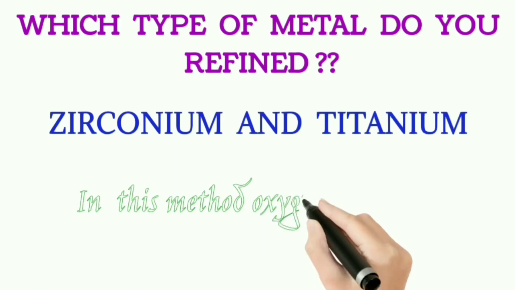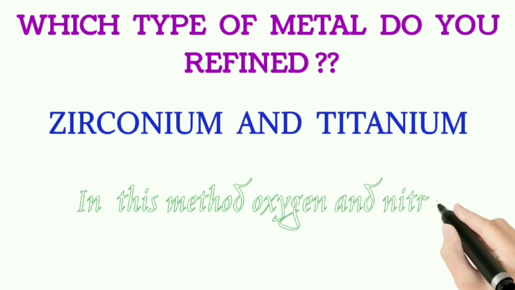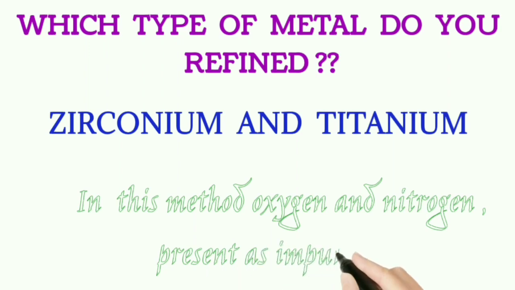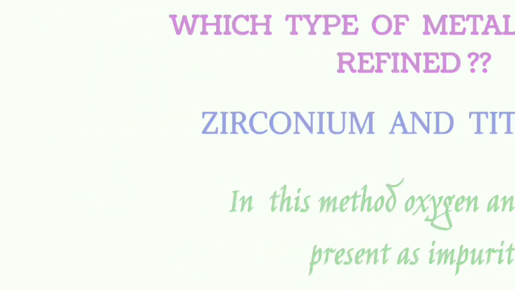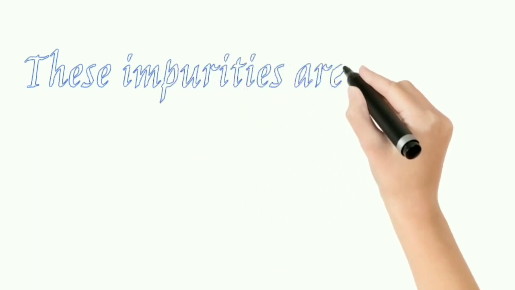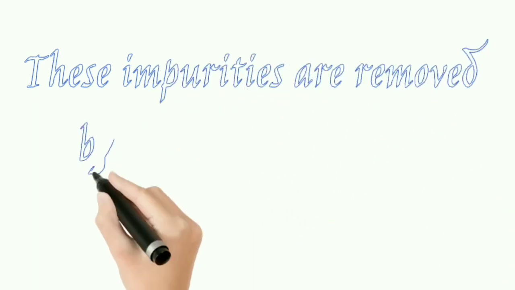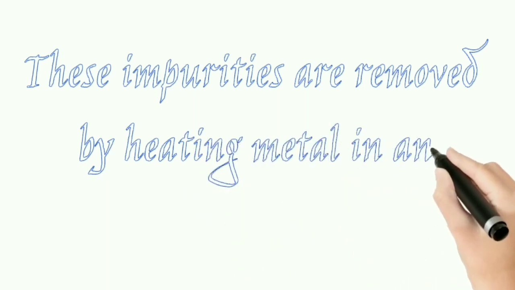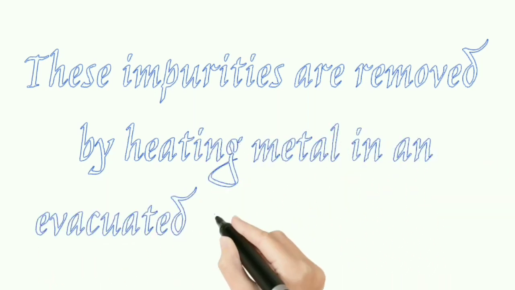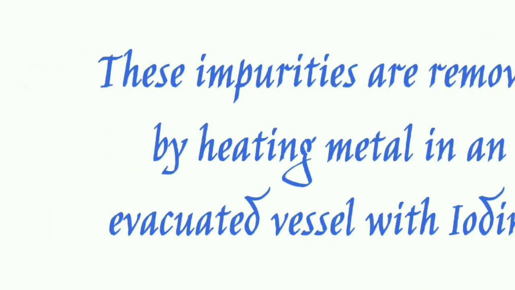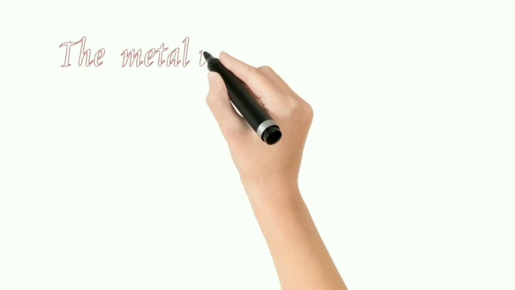In this method, which impurity is present here? The impurities present in this process are oxygen and nitrogen, which are removed by heating the metal in an evacuated vessel. Do you know what that evacuated vessel is? Let me tell you at last. So impurities are removed by heating in an evacuated vessel in the presence of iodine. Evacuated vessel அப்படிங்கிறது என்ன அப்படின்னா vacuum vessel.